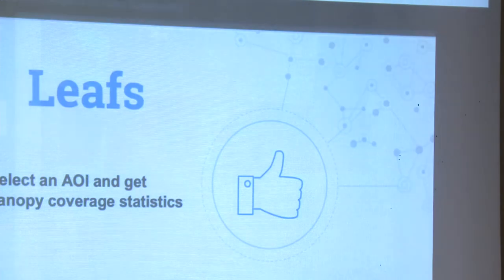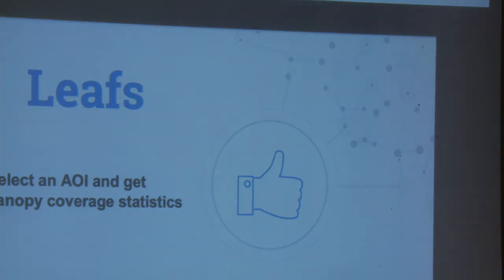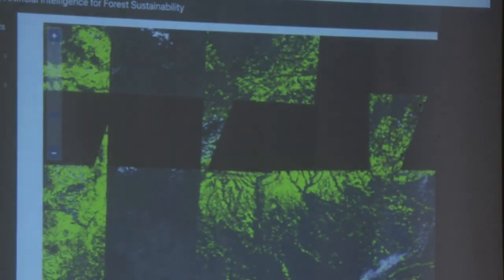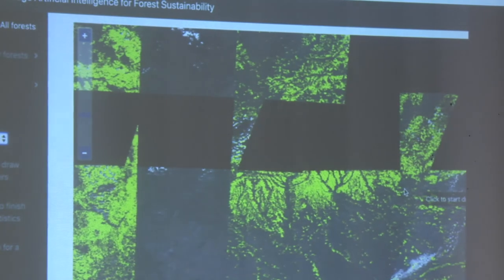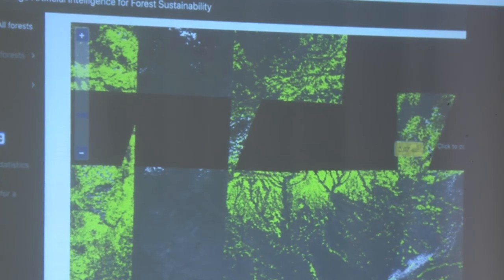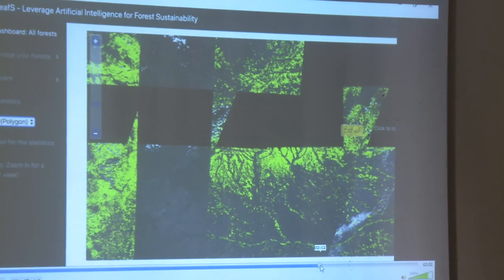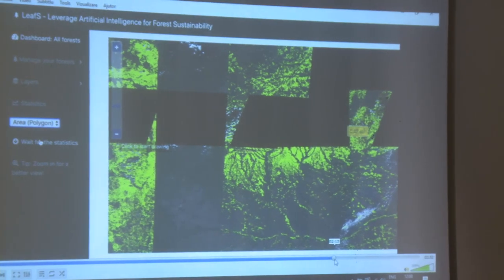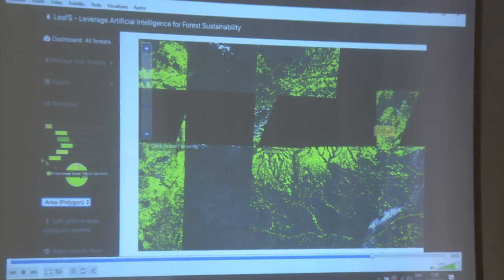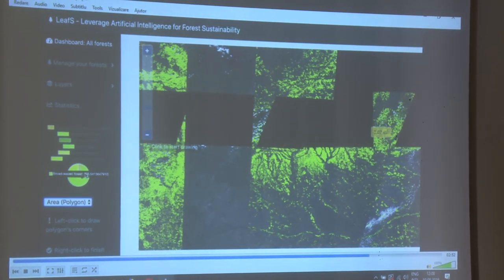Here we can zoom in and compute some statistics for an area that we want. We click on draw, select the area we want, and then we send it for computing. We wait for the statistics, and then we have the statistics of the different canopy coverages for that specific area.